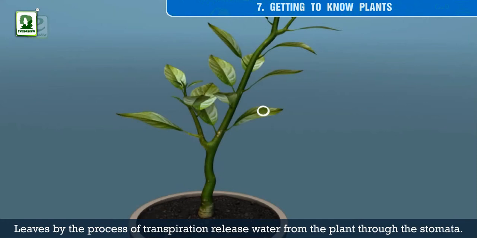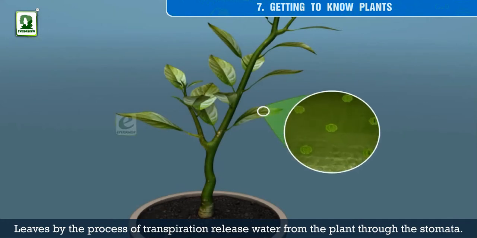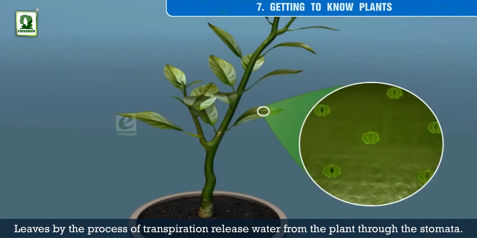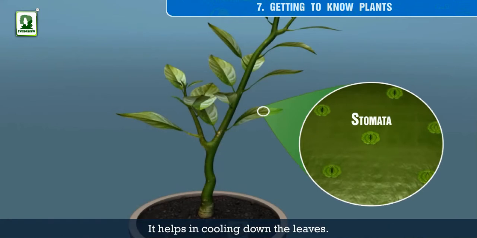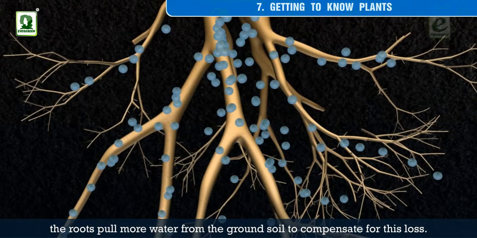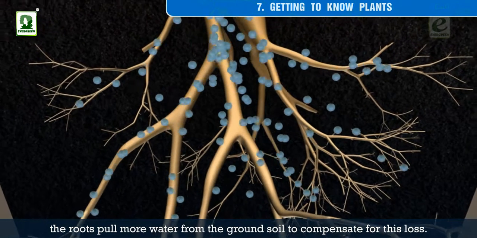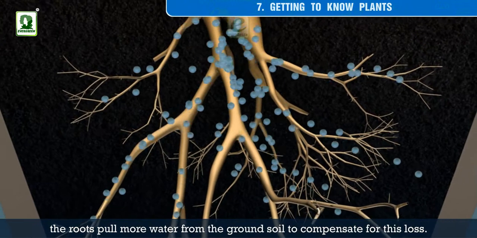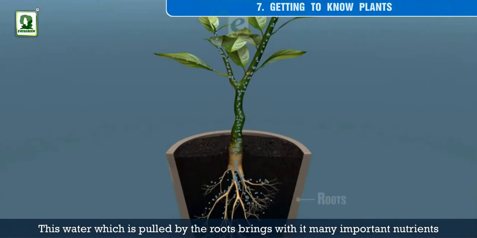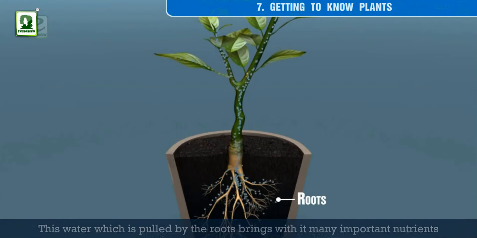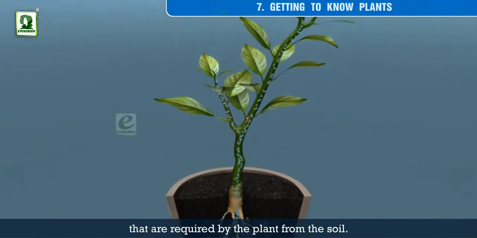Leaves, by the process of transpiration, release water from the plant through the stomata. It helps in cooling down the leaves. When the water escapes from the leaves, roots pull more water from the ground soil to compensate for this loss. This water which is pulled by the roots brings with it many important nutrients that are required by the plant from the soil.